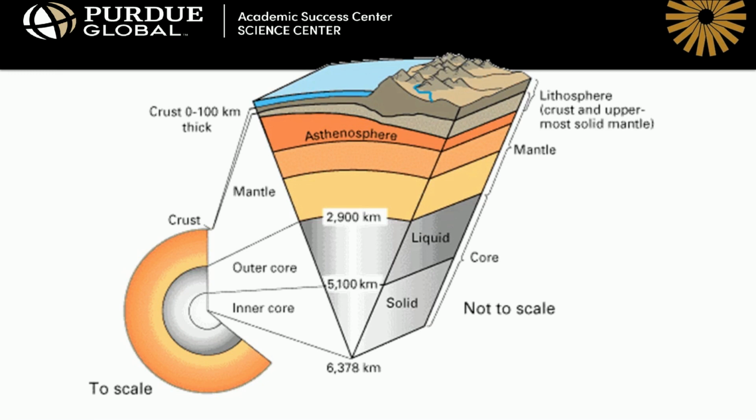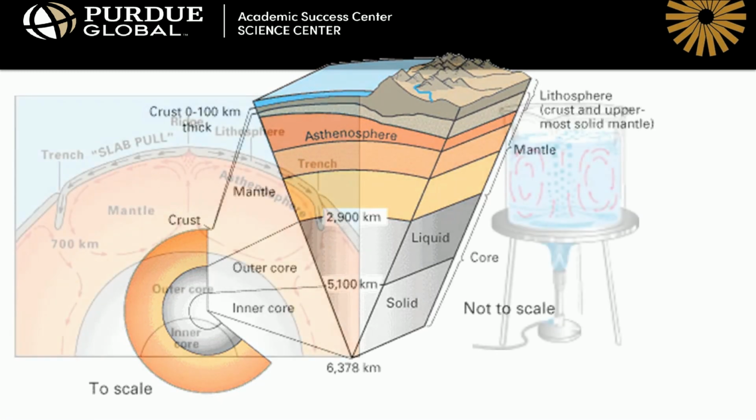Between the crust and mantle, the cooler, brittle lithosphere floats on the hotter, semi-solid asthenosphere. The core has two distinct parts, a liquid outer core and a solid inner core.